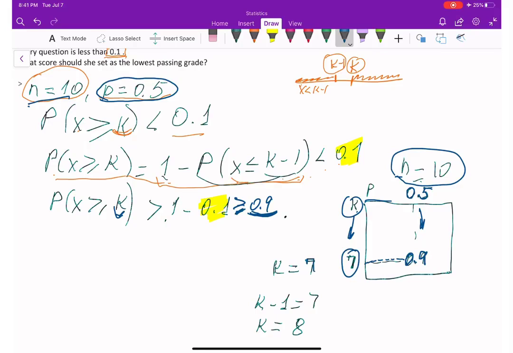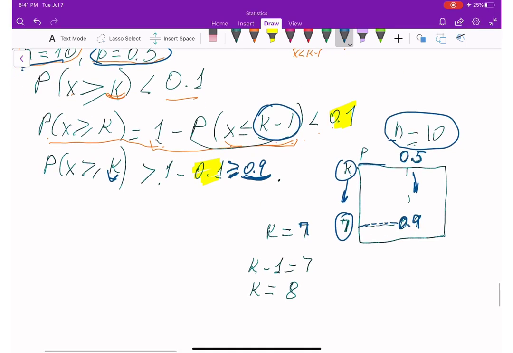Because we have K minus 1, we are writing down that K minus 1 is the answer, it's equal to 7. So from here, K will be equal to 8. That means the passing score is going to be 8. You have to get a minimum of 8 out of 10 to pass. Okay? Okie dokie. See you next time.